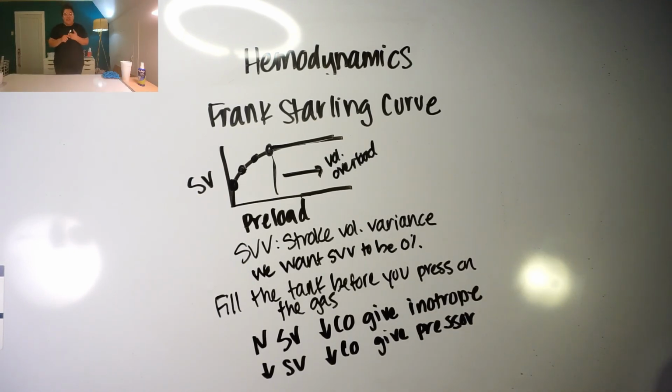We went over the three pillars: preload, contractility, and afterload. We talked about how those are affected by different medications, how each of those affects stroke volume, how stroke volume is your big major key there, how heart rate affects your cardiac output, and how cardiac output is related directly to blood pressure. Then we talked about index values and the Frank-Starling curve. So that's just a little bit into hemodynamics. There's so much more to learn.